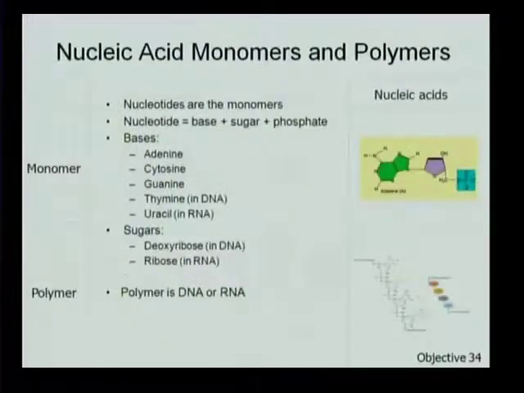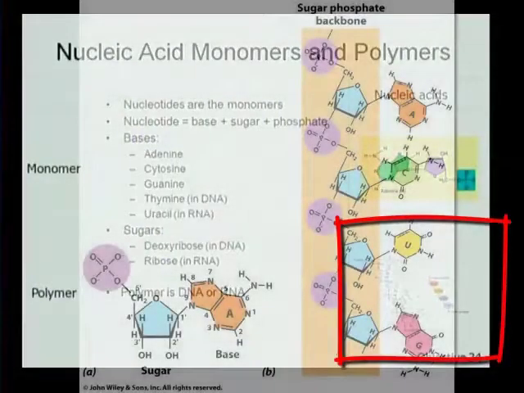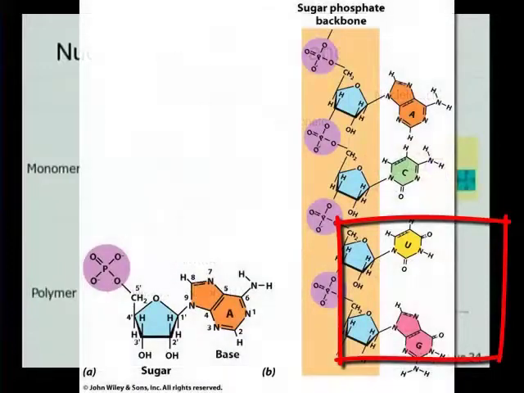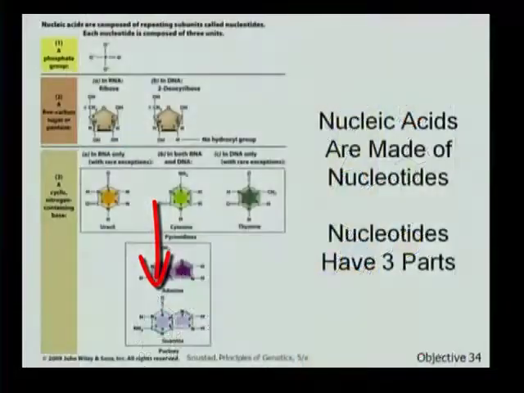When we string those together and make chemical bonds in between those individual nucleotides, then we end up with a polymer, and depending on whether the sugar that is included in the backbone is a deoxyribose or a ribose, we call it DNA if the sugar in the backbone is a deoxyribose, and RNA if the sugar in the backbone is a ribose.